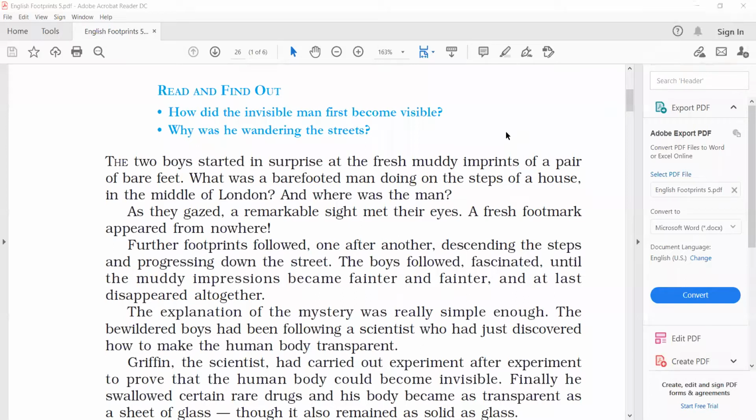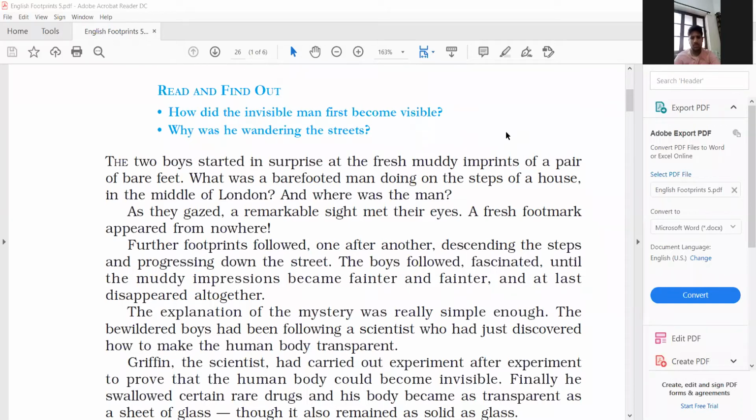The boys followed these footprints and they saw the steps going down the stairs. They're very fascinated. Wow, we can see the footprints, but we can't see the man. Where is the man? And they're just following the footprints until the muddy impressions became fainter and fainter and at last disappeared altogether. Until the footprints were not visible, these boys followed.